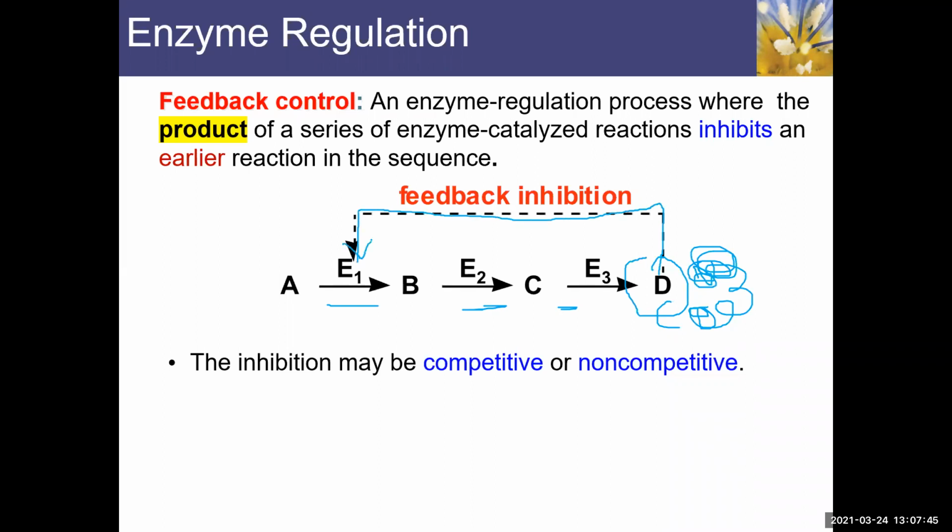This enzyme E1. Okay, this is called feedback inhibition, or sometimes an end product inhibition. It means the activity of the enzyme is inhibited by what? By a final product. Very important point to note here. It's the final product which is going to inhibit the activity of enzyme 1, when we get a huge amount of end product.